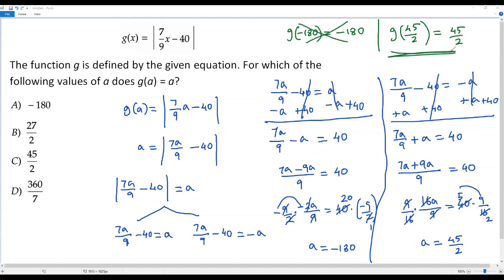Okay, now let's consider this one. So here when I take a equals 45 over 2, on the right side I'm getting a positive value, so it satisfies the given equation we have over here. Therefore the value of a is 45 over 2, so we find 45 over 2 in answer choice C. The correct answer choice for this question is C.